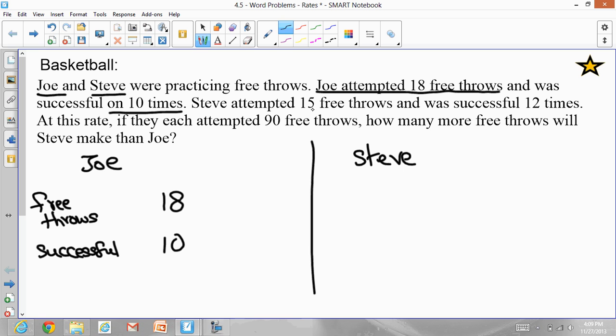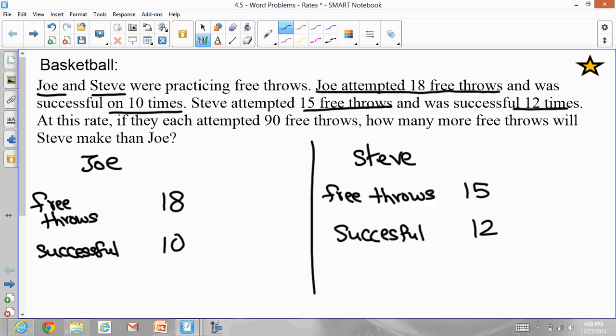Let's go for Steve. Steve attempted 15 free throws. Let's do the same thing for Steve. And he was successful 12 times. So he attempted 15 free throws and he was successful 12 times.